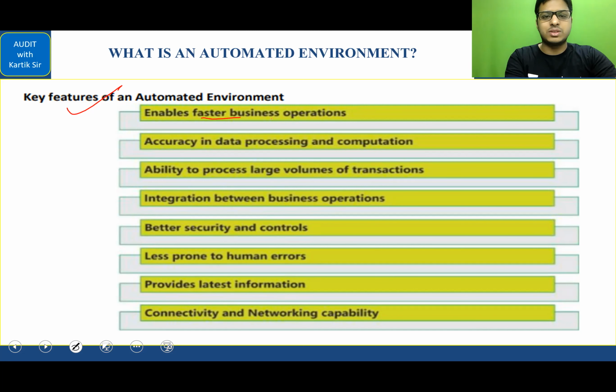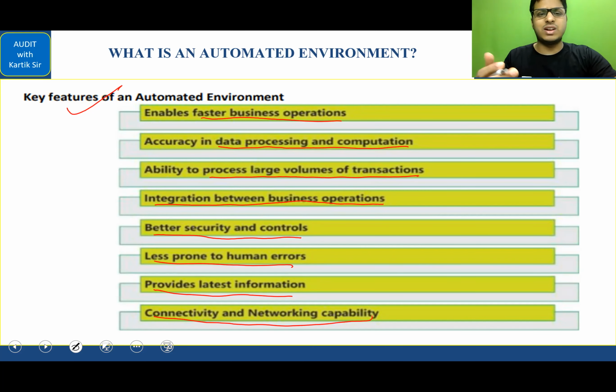That is faster business operations, accuracy in data processing and computation, process large volume of transactions, integration between the business operations, better security and control, less prone to human error, provide latest information, connectivity and networking capability. All these things we had done in the story.